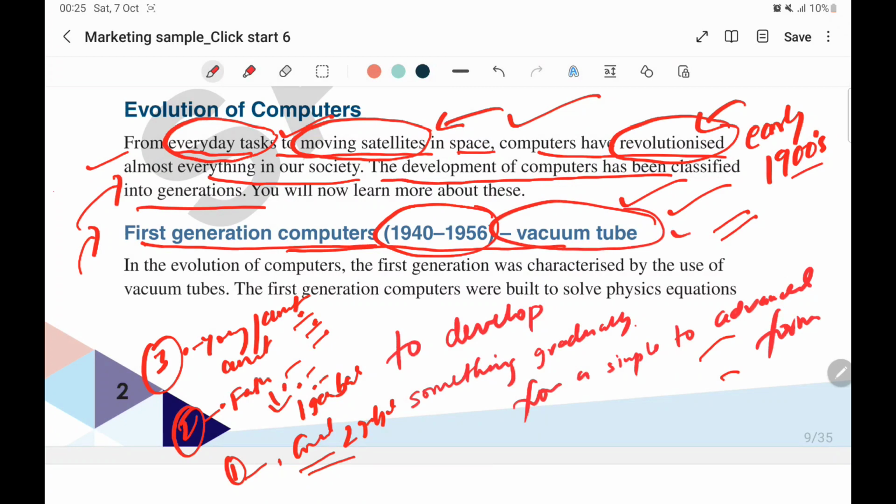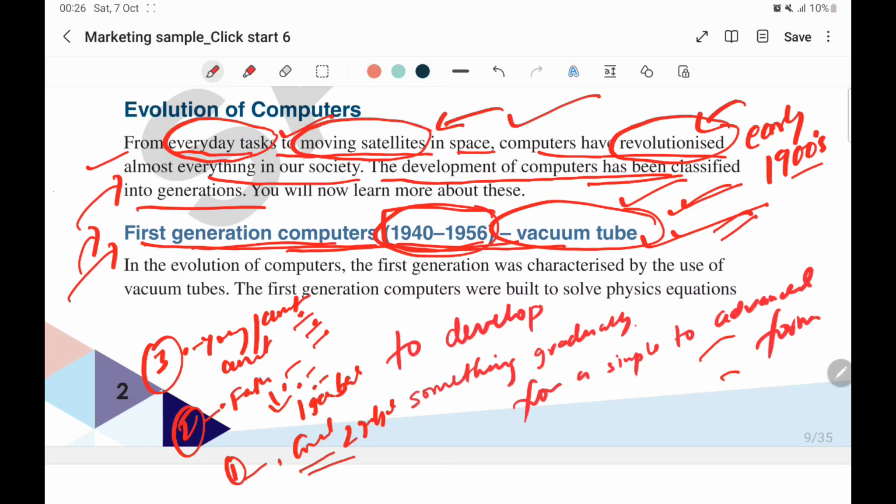And the main thing which was invented during this time period was the vacuum tube. How will the vacuum tube help in the revolutionary movement done by the computer, directly or indirectly, as it is working in each and every field around us in society, from everyday tasks to moving satellites in space? That's why we can say that computers have revolutionized almost everything in our society. So under this classification, we are studying the first generation of computers, from 1940 to 1956, and the main component was the vacuum tube.